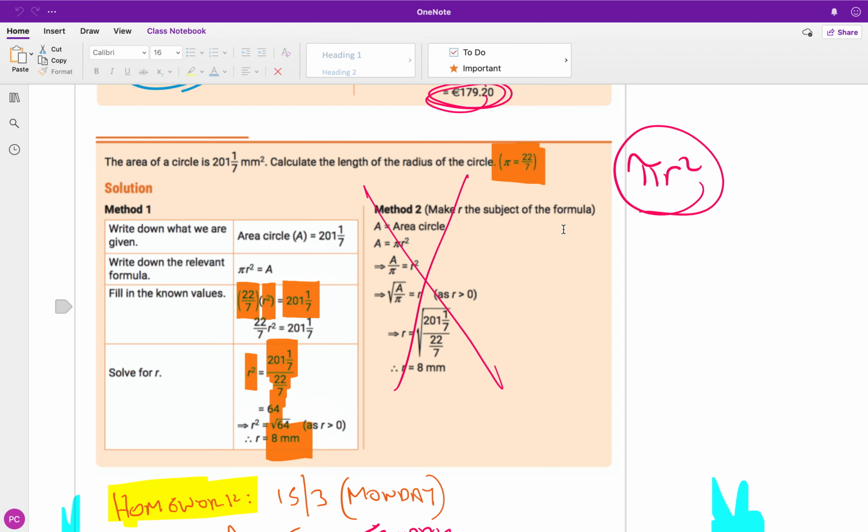So this one here kind of starts quite easy. They want you to find the area. They give you the area in that sum, and they want you to find.